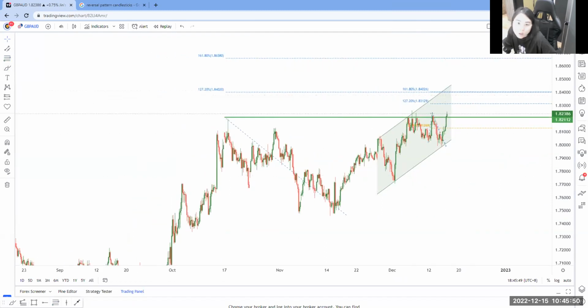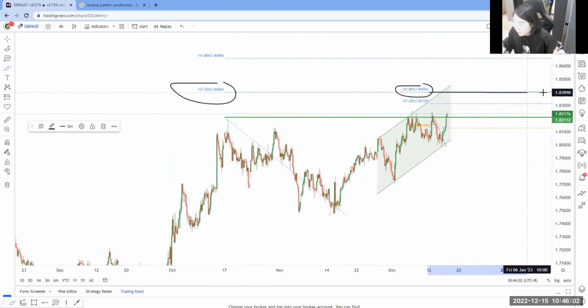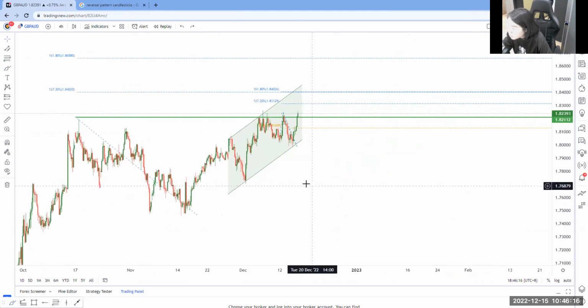Okay, this is what I was talking about earlier on with Fibonacci confluence. Can you see the 161.8 and the 127.2 are exactly lined up on the exact same level? That just means that this is a very significant level and this is a level that we want to be using in the future, either as our entry, our stop loss, or our take profit. Okay, so in this case, we're going to use this level as our take profit area.